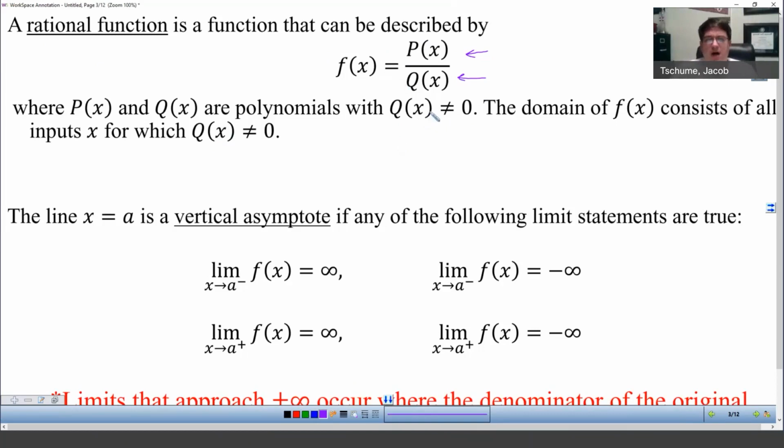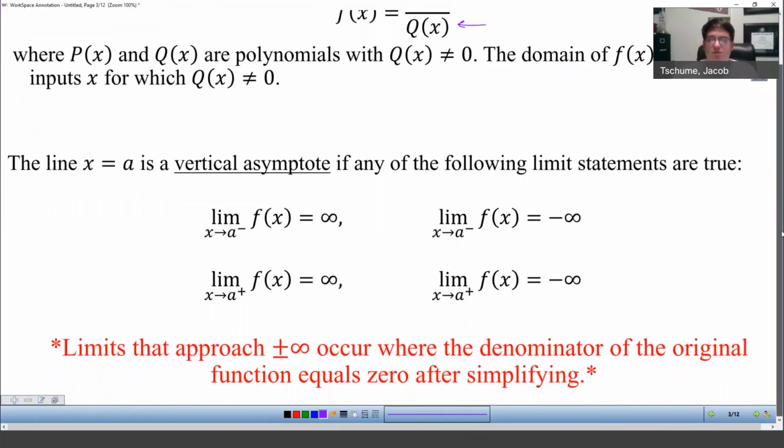The reason that the bottom of the function cannot equal zero is because we have to make sure we're careful about the domain. So the domain of f of x consists of all inputs of x for which q of x will not equal zero. When you have a function of this kind, you will probably have one, if not more, kinds of asymptotes. The first kind of asymptote I want to go over is called a vertical asymptote.